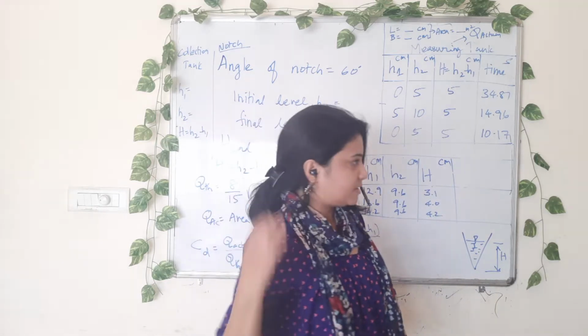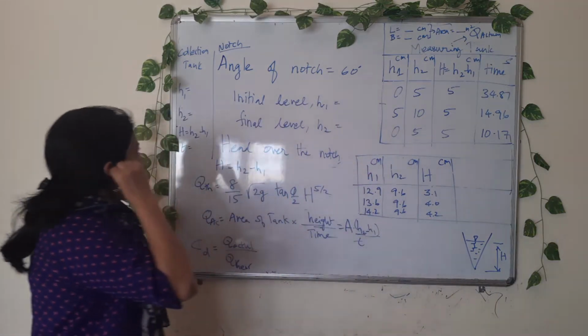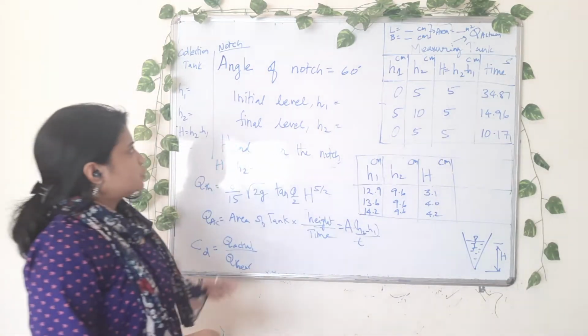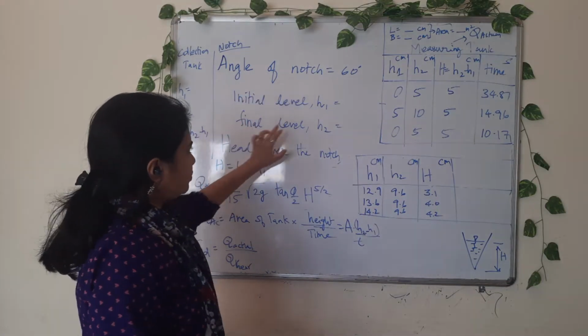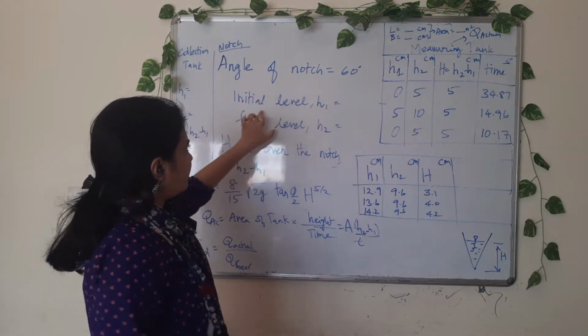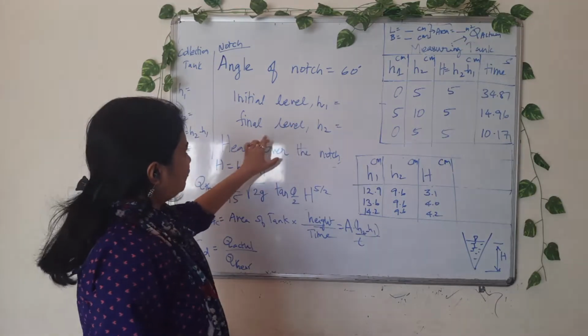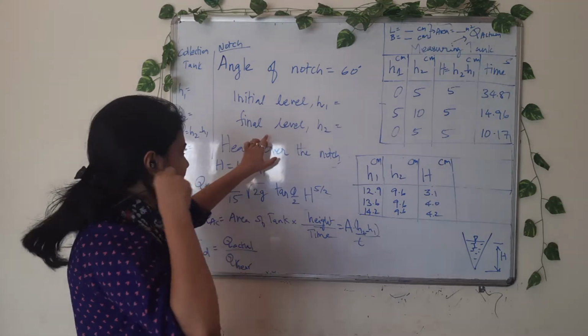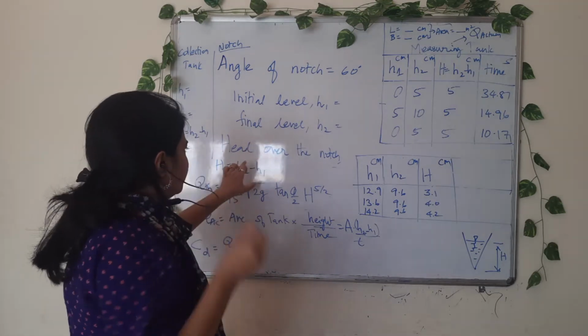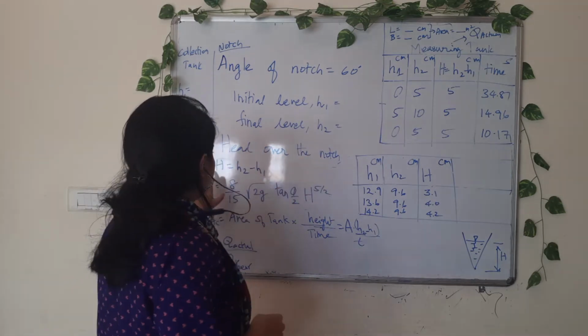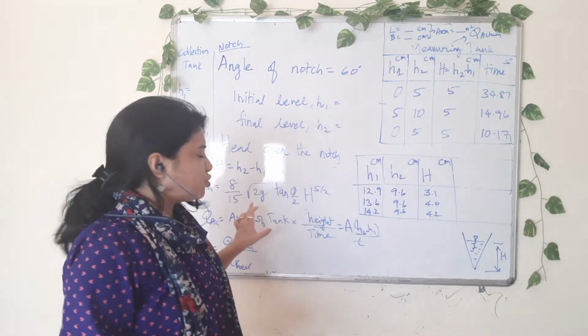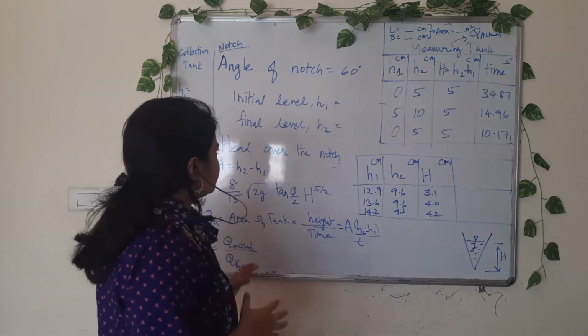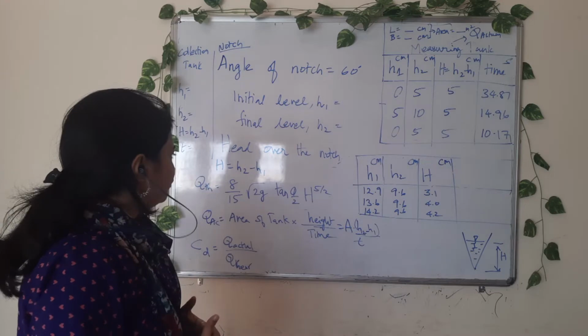In the first case, we will need the ending of the notch, of course. So we will have two levels: one will be the initial level and one will be the final level. The initial level is given by H1 and the final level is given by H2. The head over the notch is given by capital H, which is nothing but H2 minus H1, the difference between the initial and the final level.